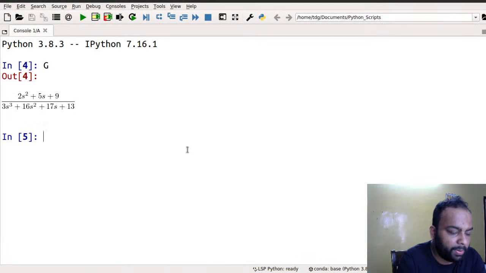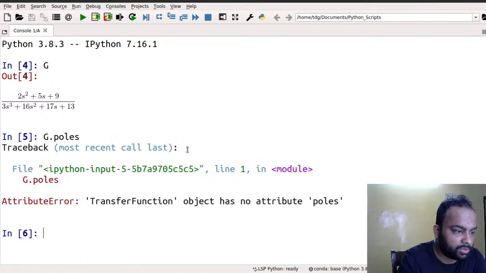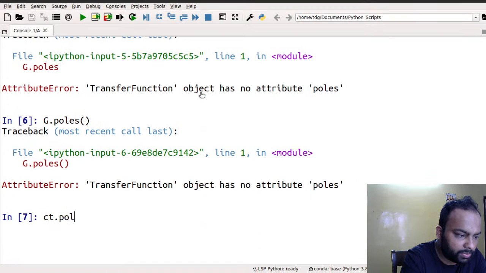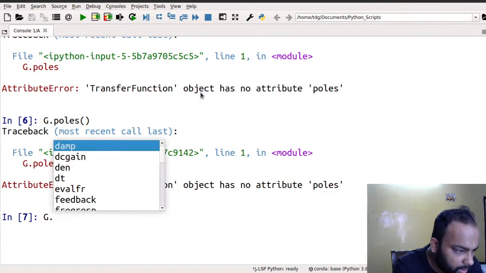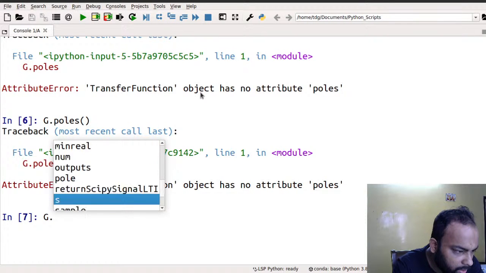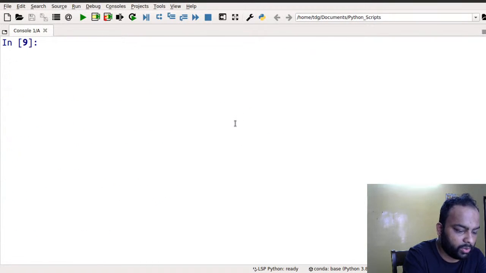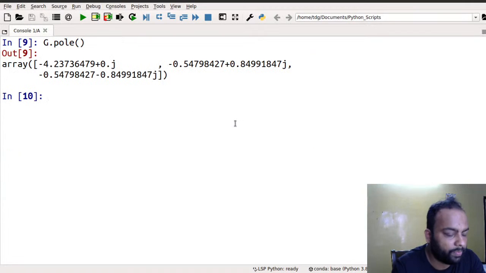So you know how to find out the poles. G.pole, yeah, sure. So these are the pole locations. What are the pole locations? We have one real pole and two complex conjugate poles for this system.